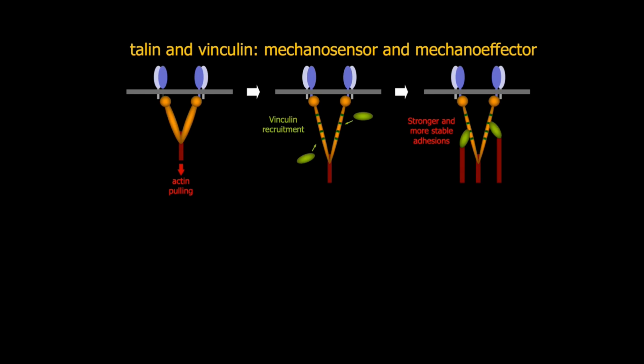So talin is really one of the best understood examples of how mechanotransduction can work. By pulling on this protein, so mechanical forces, we're unfolding domains with it, and then that permits a chemical change, which is the redistribution of the vinculin molecule. Talin is a mechanosensor or mechanotransducer, and vinculin, one of the best known mechanoeffectors.